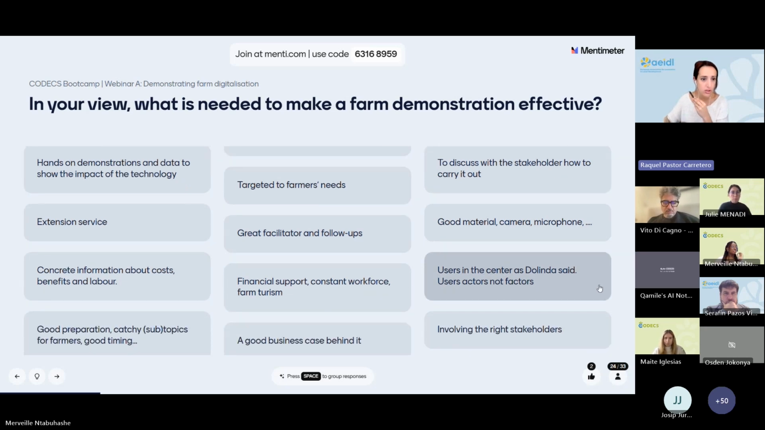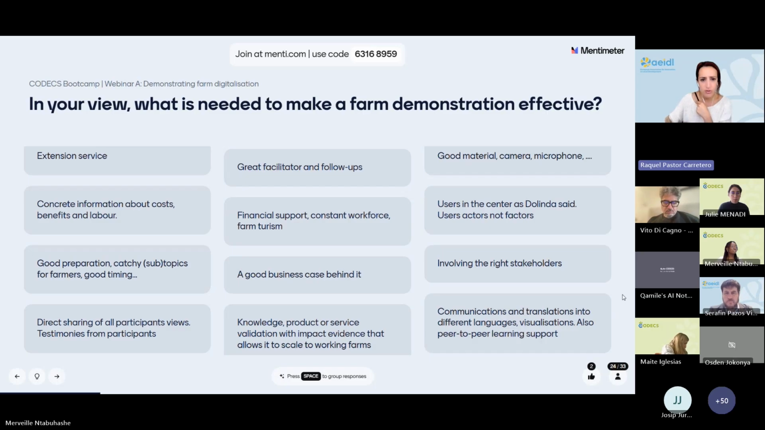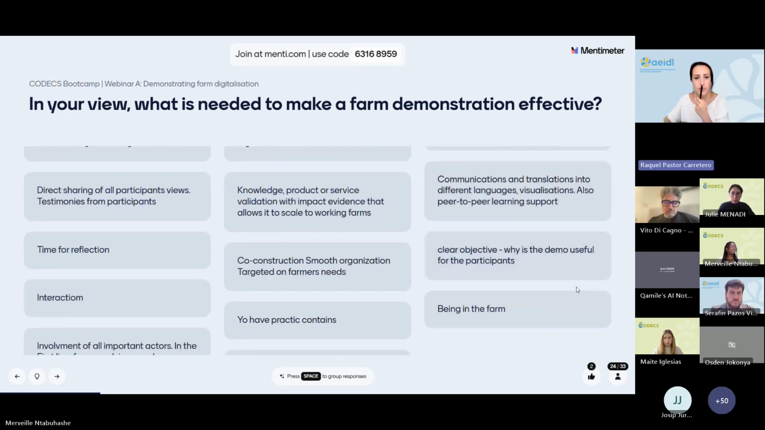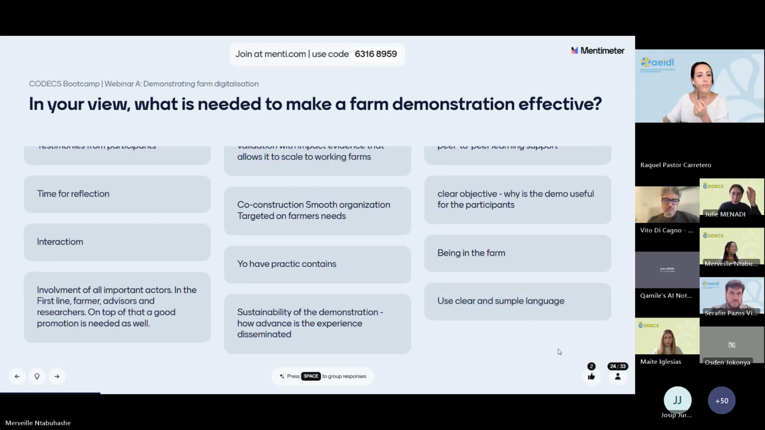Concrete information about cost, good preparation, catchy subtopics for farmers with timing, knowledge, product or service validation with impact evidence that allows it to scale to work in farms. Okay, interesting. Clear objectives again, time for reflections, involvement of all important actors, first-line farmer again, advisors and researchers. On top of that, a good promotion is needed as well. I think we have a lot of responses here. Maybe we can move to the next one.